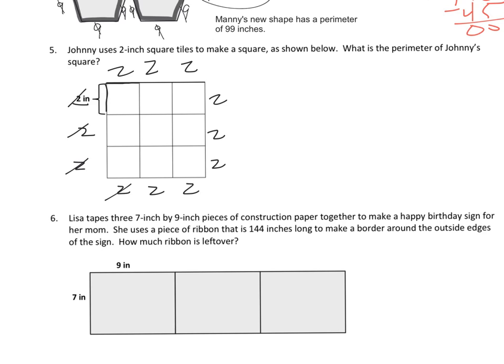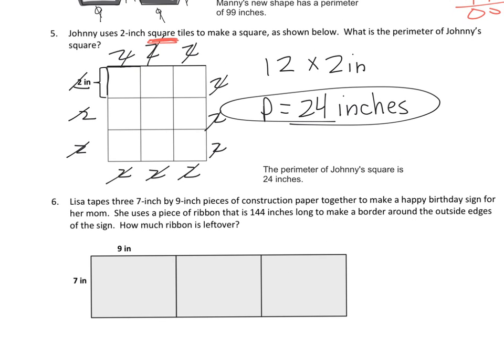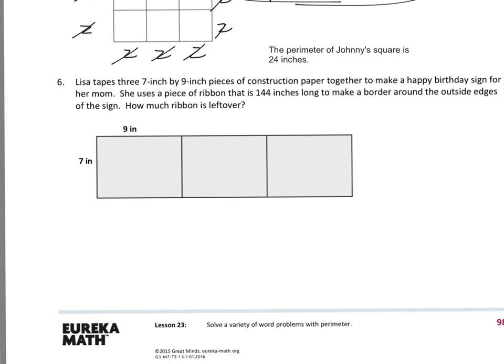1, 2, 3, 4, 5, 6, 7, 8, 9, 10, 11, 12. 12 sides at 2 inches apiece means 12 times 2. And my perimeter is going to be 24 inches. And of course, the answer statement down below to state that. So whenever we talk in terms of squares, we know that all sides are going to be the exact same, which is why it made that problem go a little bit quicker. So let's move down to the very last question.